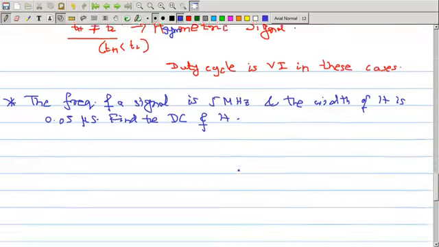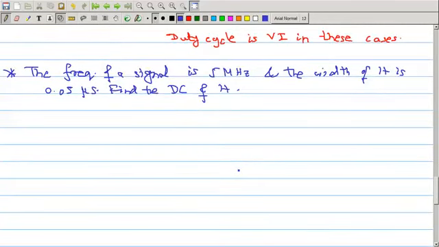So you see that the definition of duty cycle is what? What is the definition of duty cycle? First of all, I write it.